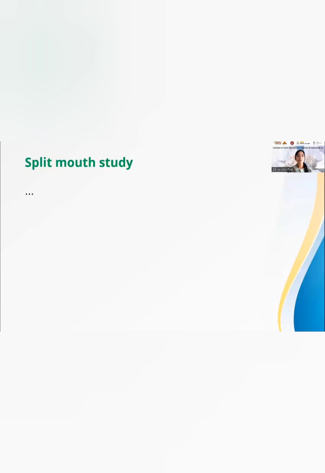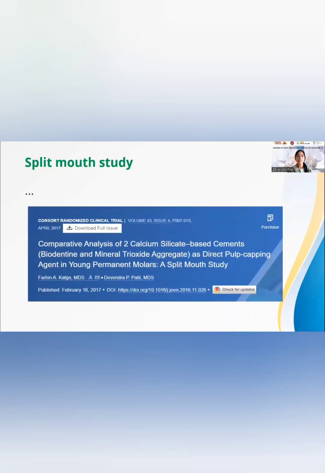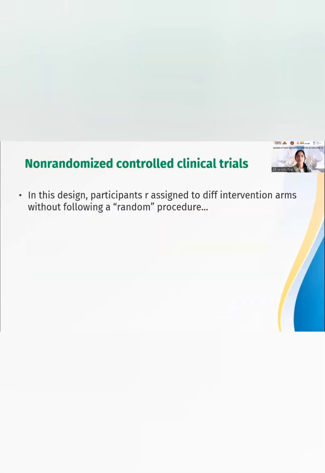What do you mean by split mouth study? It is used in some clinical trials, making a randomization scheme on a site level where two treatments are randomly assigned to sites of one of the two halves of the mouth. This is one such split mouth study in which Biodentine and NTA were used as a direct pulp capping agent in both the quadrants in molars for better standardization.